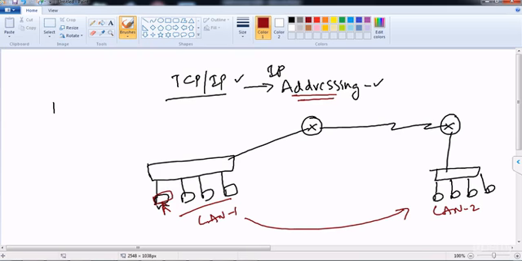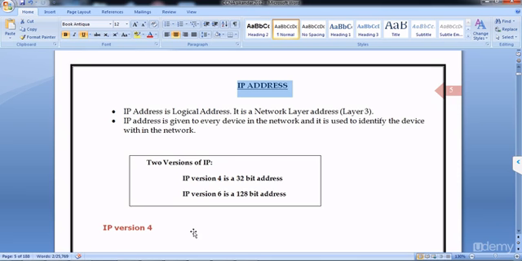So that's what we are going to see: what an IP address is, how it is defined, how it looks, and how we need to understand it. Devices understand this addressing anyway, so we just need to try to understand how it is defined. That's what we are going to see here.